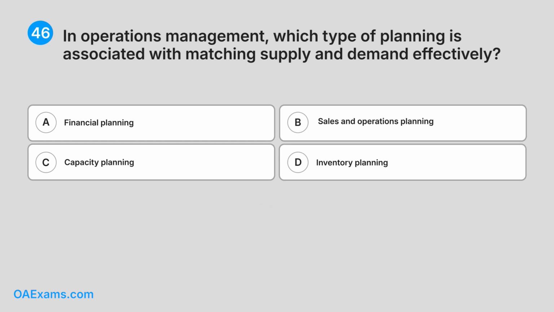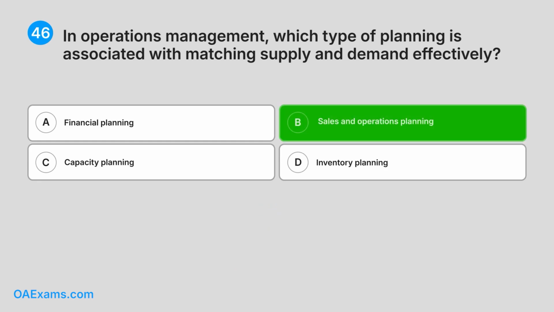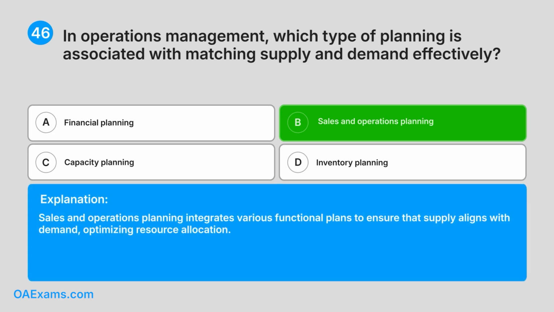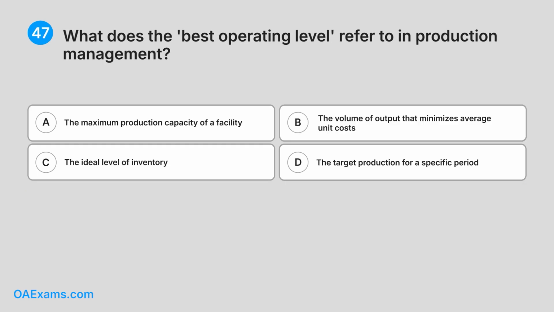Correct answer. B. Sales and operations planning. Explanation. Sales and operations planning integrates various functional plans to ensure that supply aligns with demand, optimizing resource allocation. 47. What does the best operating level refer to in production management?